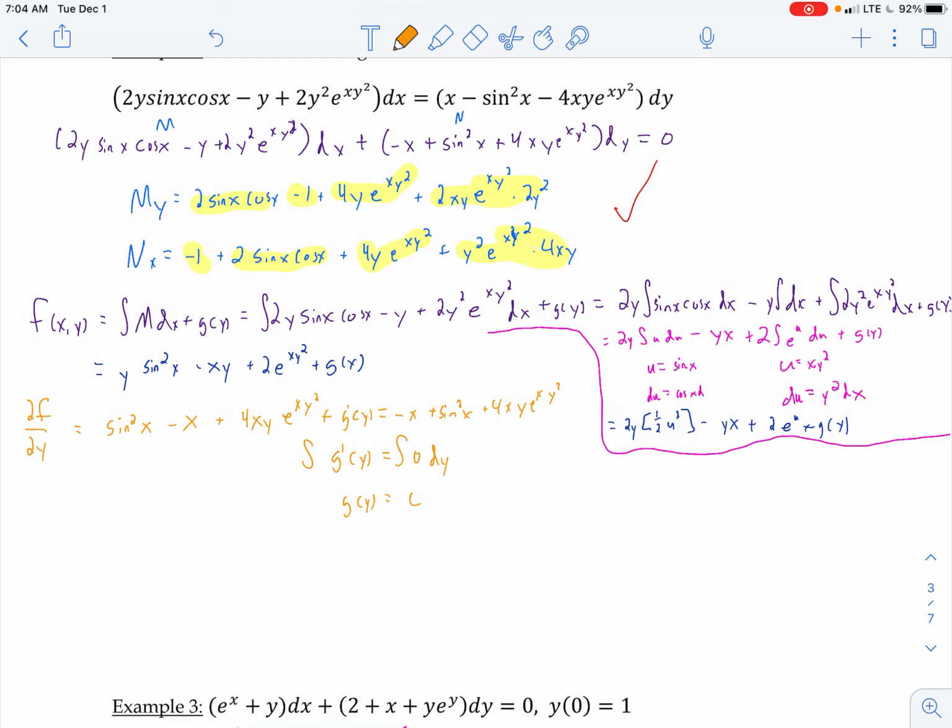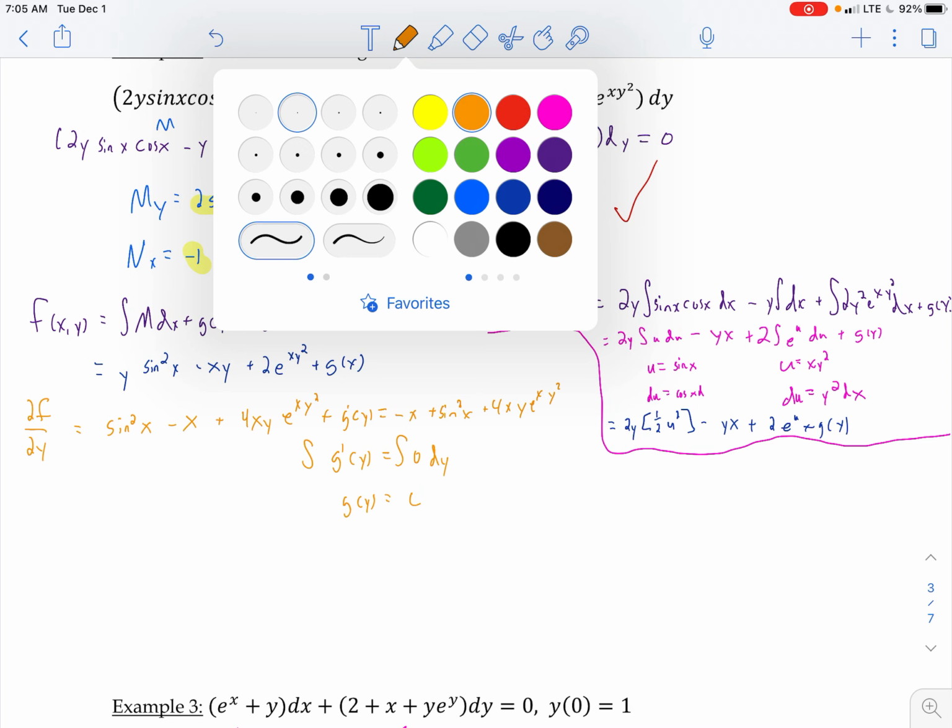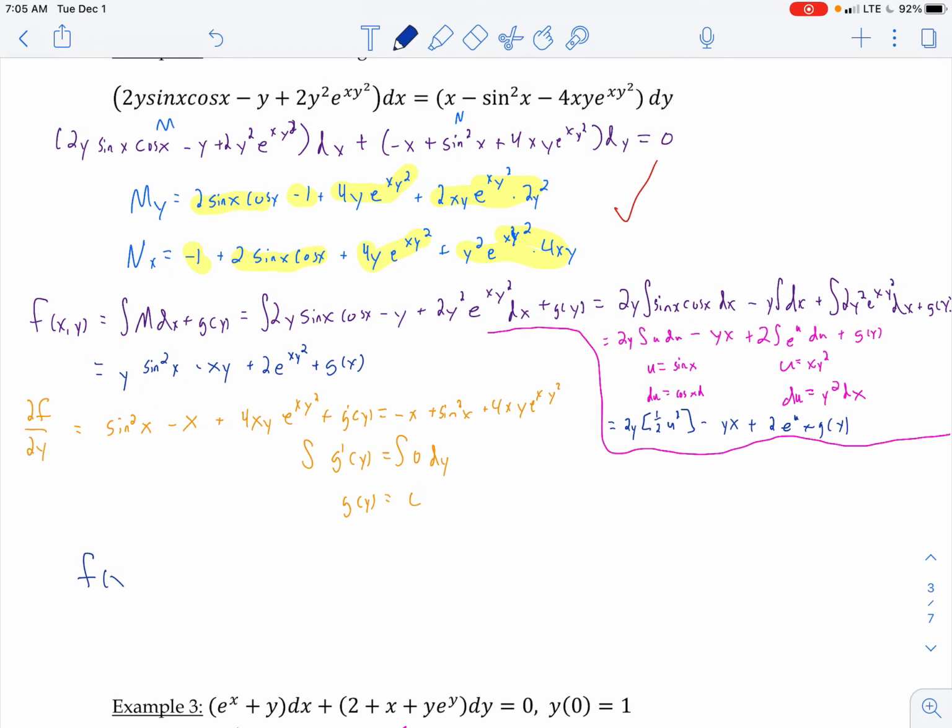Now we can go ahead and replace that. So now we're going to put this into our function, which is given by right here. So we're just going to substitute everything in. So we can say our final answer, which is f of x, y, is equal to y sine squared x minus xy plus 2e to the xy squared plus c, which again, now it's just going to equal c. And we've solved the differential equation.